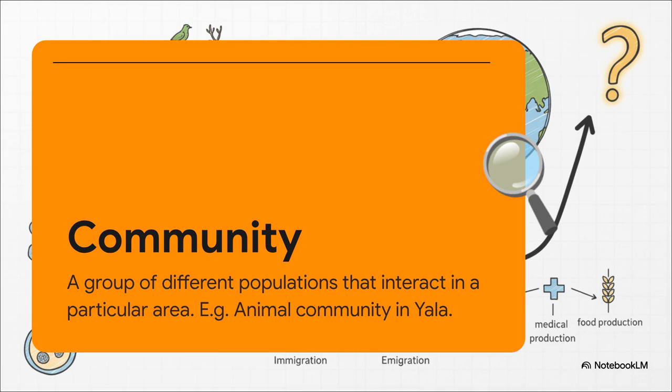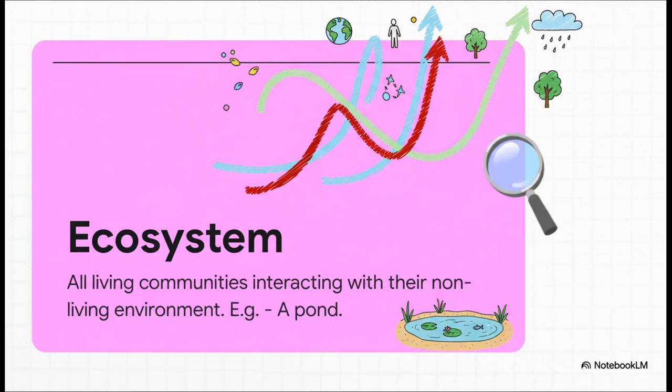The community. And this is where it gets really interesting. Because it's not just one species anymore, it's about all the different populations interacting with each other. So back in Yala, it's not just the elephants. It's the leopards they avoid, the deer they compete with for food, the insects they stir up when they walk. They're all connected.